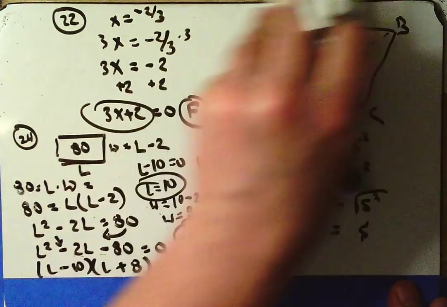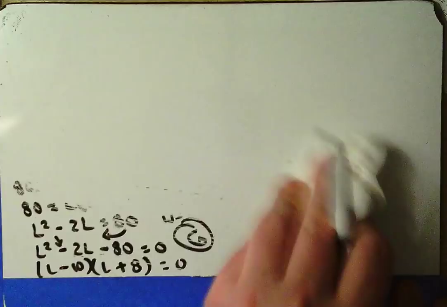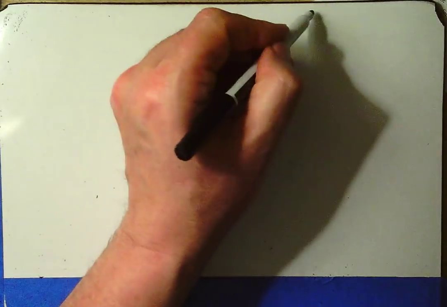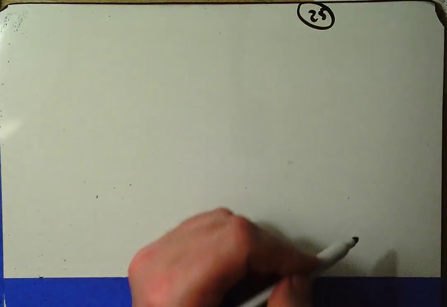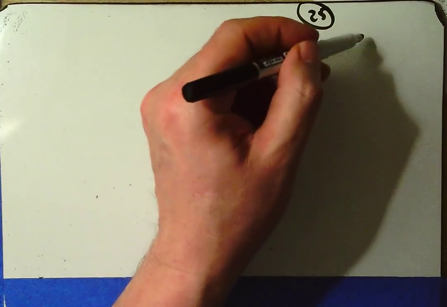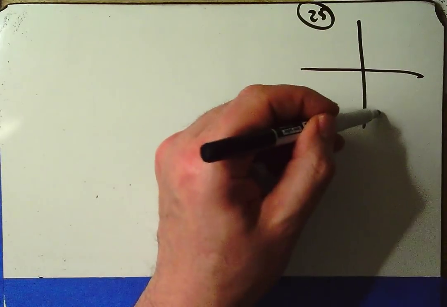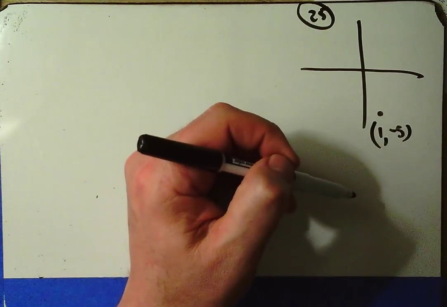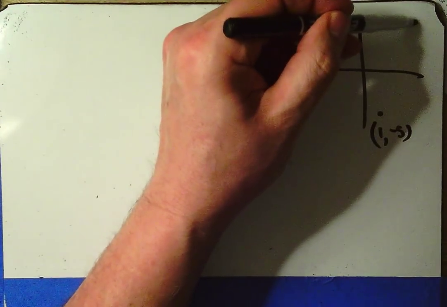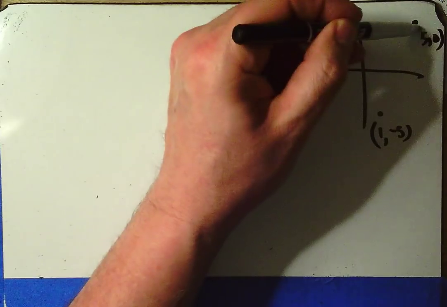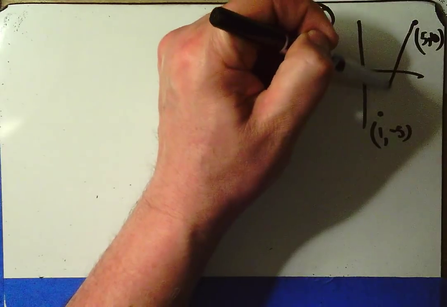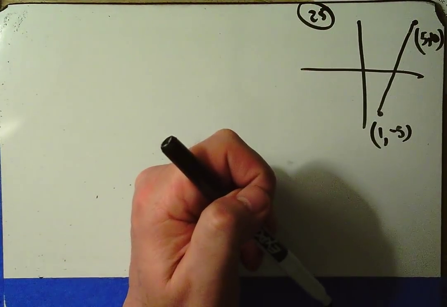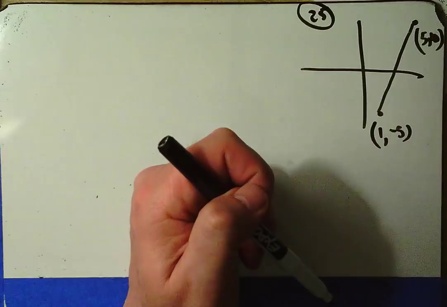Okay, let's take a look at 25. On a Cartesian plane, a line runs through the point 1, negative 5, and through the point 5, 10. Which of the following represents the slope of the line?